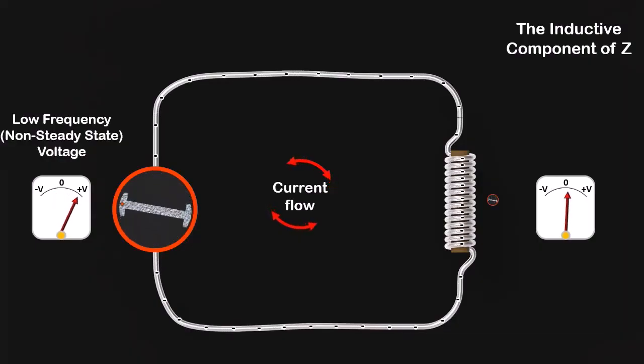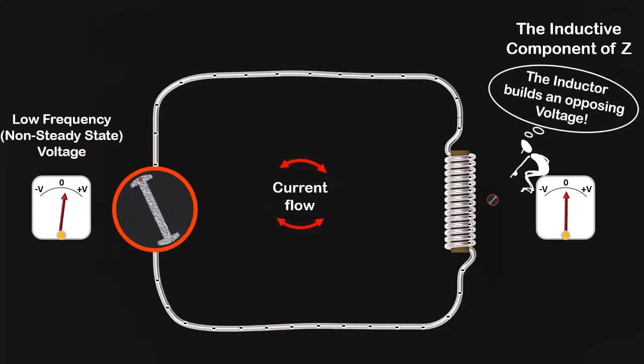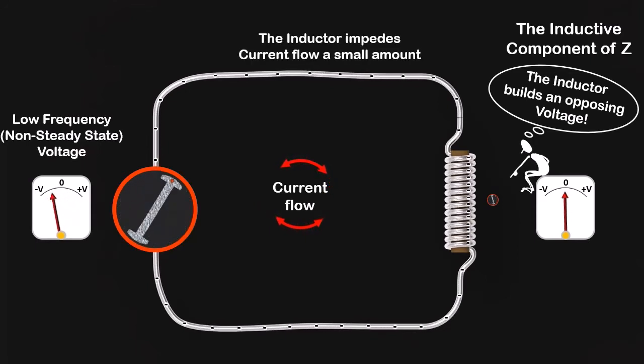When we replace the steady-state battery with a low-frequency non-steady-state voltage source, there is a very small voltage that builds on the inductor. Why? Because the inductor opposes any change in the rate of current flow by establishing a voltage that opposes the source voltage. In this way, the inductor impedes current flow. Though the current flow is not impeded much at this low frequency, that's a hint. A low frequency has a low rate of change in current flow. Hint, hint. Do you think that higher frequency current will be opposed more by the inductor?